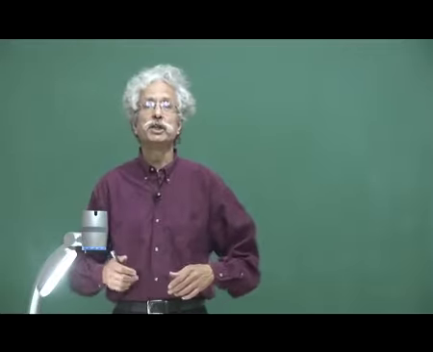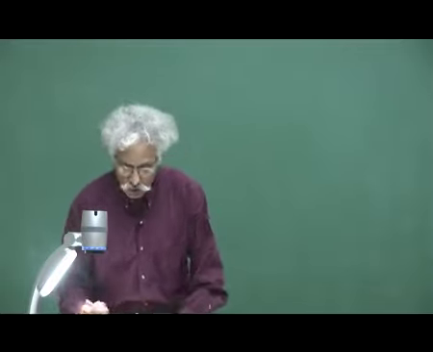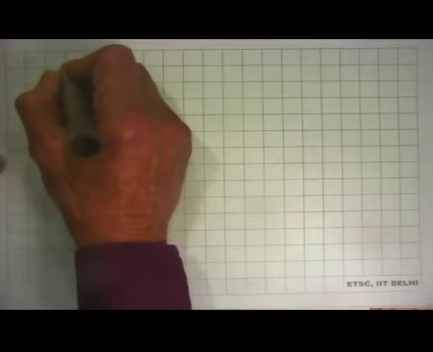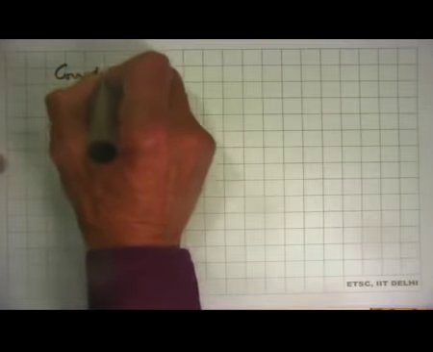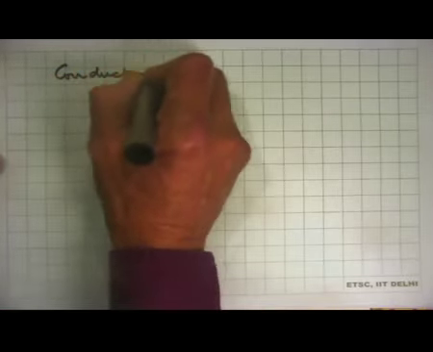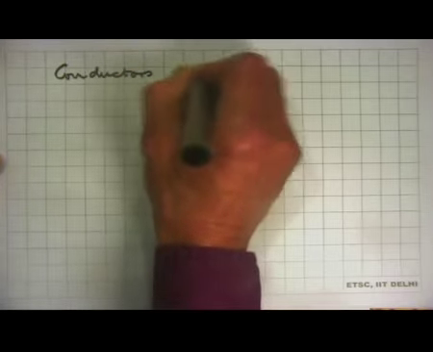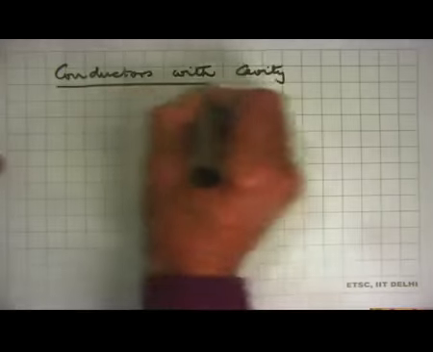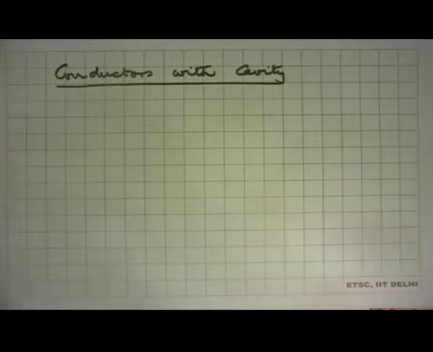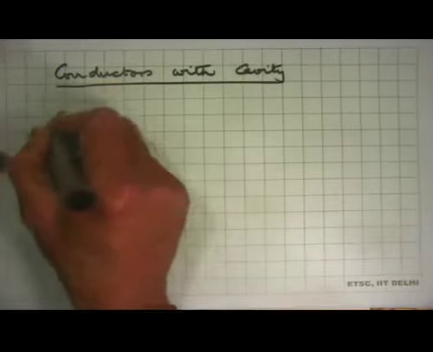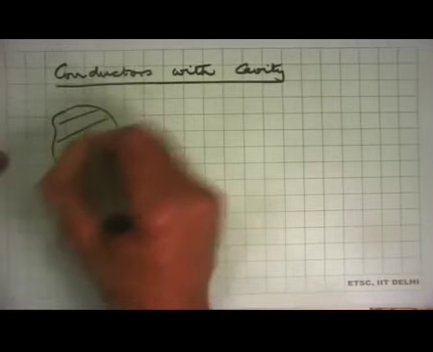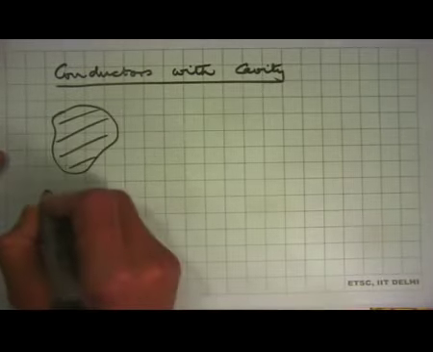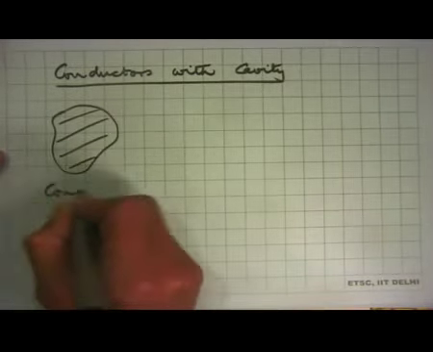Now, I want to use the discussion that we are having to look at the following problem with conductors with cavities. So, let me start with the following situation. I have some conductor, an arbitrarily shaped conductor. So, this is a conductor. I put an excess charge q on the conductor.